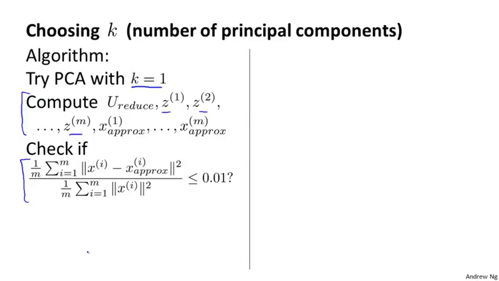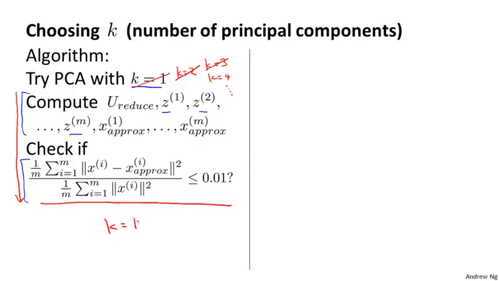Then we're good, and we'll use k equals 1. But if it isn't, then what we'll do is we'll next try k equals 2. And then we'll again run through this entire procedure and check, is this expression satisfied? Is this less than 0.01? And if not, then we do this again. Let's try k equals 3, then try k equals 4, and so on until maybe we get up to k equals 17 and we find that 99% of the variance is retained, and then we'll use k equals 17, right?